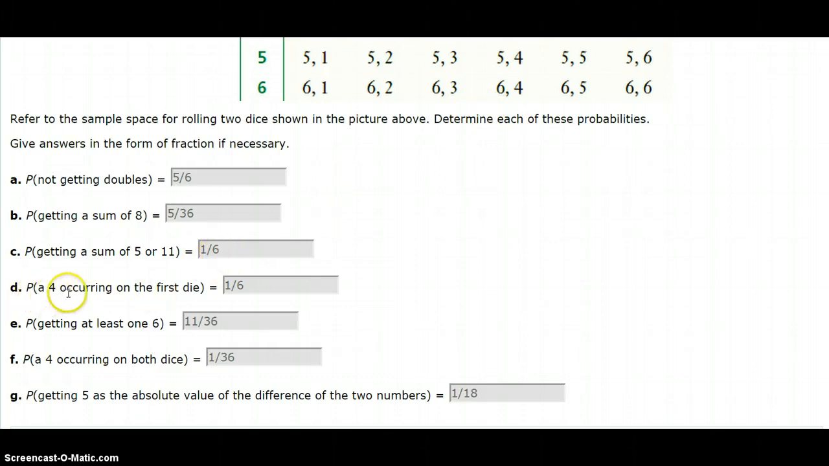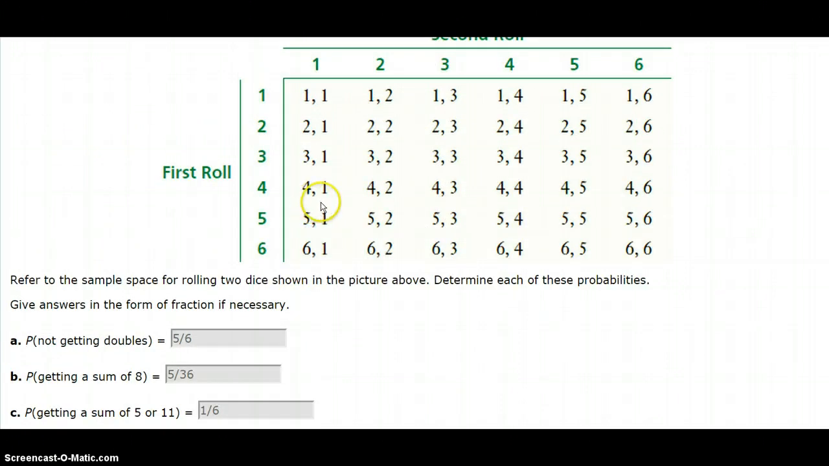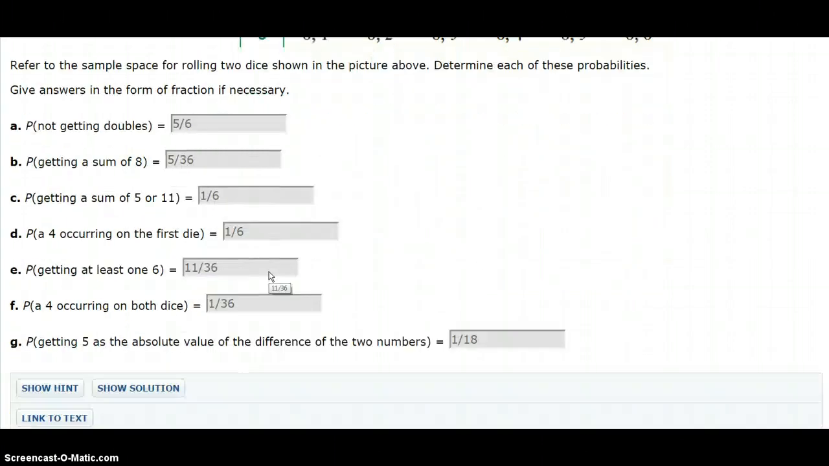Probability of a 4 occurring on the first die. I can look at the chart and say my first roll is 4. Well, these 6 entries all have first roll 4, and there's no other entries that have that. So 6 out of 36 or 1/6. Or I can just simplify the problem a little bit. Well, I have 6 options on my first roll. They're equally likely, and only one of those 6 is a 4. So I could directly get that answer, 1/6.